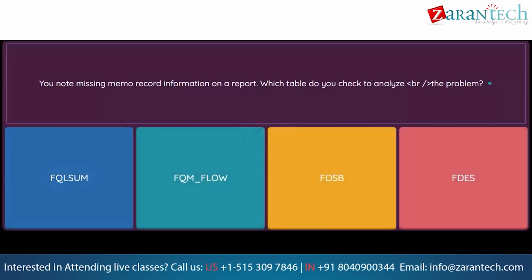Question: you note missing memo record information on a report. Which table do you check to analyze the problem? Option 1, FCLSUM. Option 2, FQM_flow. Option 3, FDSB. Option 4, FDES.